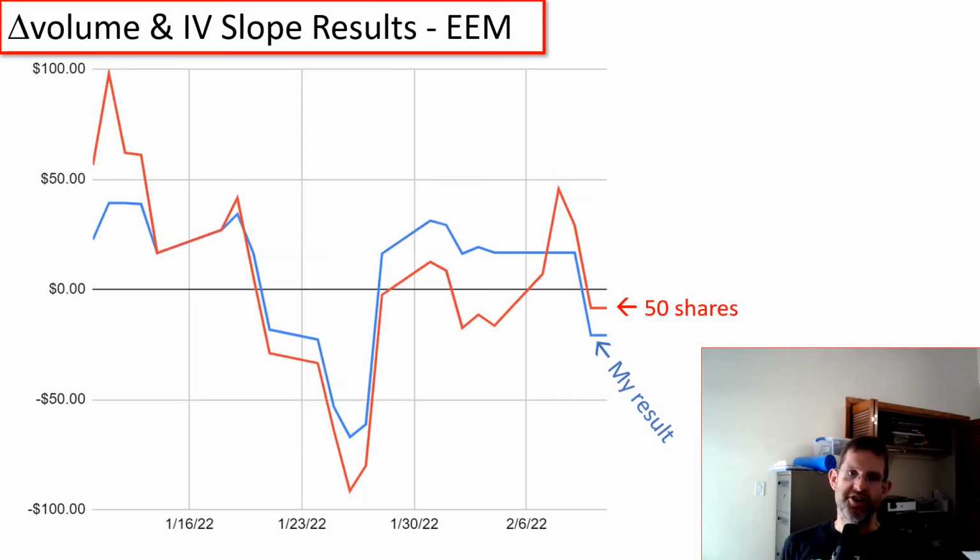EEM is the emerging market sector ETF. The stock has been flat over the last month. For a while, it looked like the signals were giving me an edge, but for now, it's about a break even. So anyway, a month really isn't long enough to know if something's working or not.